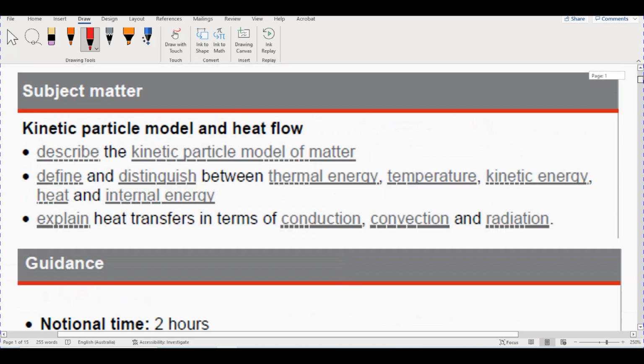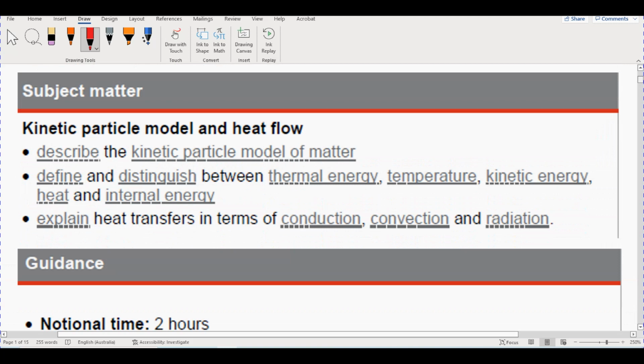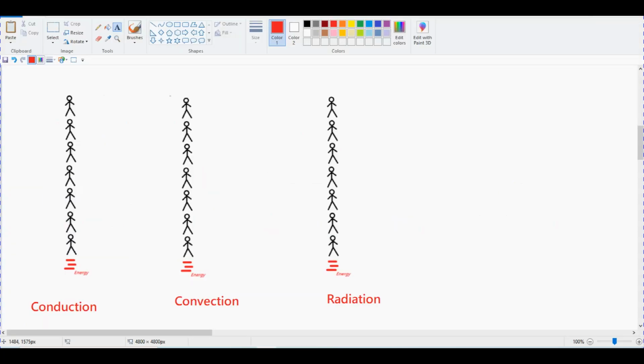The reason we need to teach all three modes of heat transfer is because of the syllabus: explain the heat transfer in terms of conduction, convection, radiation. Remember, all of these are about how thermal energy can be transferred from one place to another. I use the analogy of students transferring some books, which is a metaphor for energy.